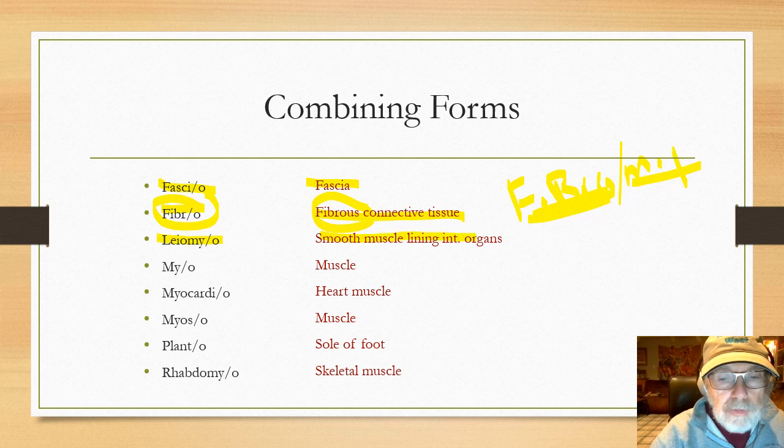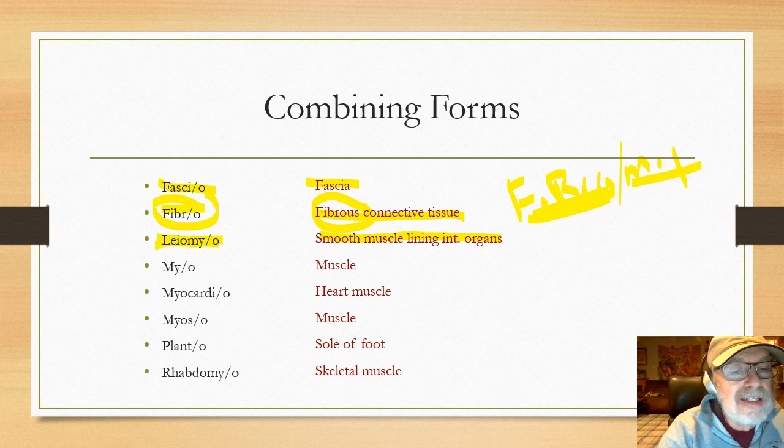Leiomyo means smooth muscle. We'll talk about this at the end of the year when we talk about the female reproductive system, but they have what's called a leiomyoma. Leiomyomas are uterine fibroids, because the uterus is basically smooth muscle to allow for uterine contractions for childbirth. They get a benign tumor of that smooth muscle, which is called a leiomyoma or uterine fibroids.